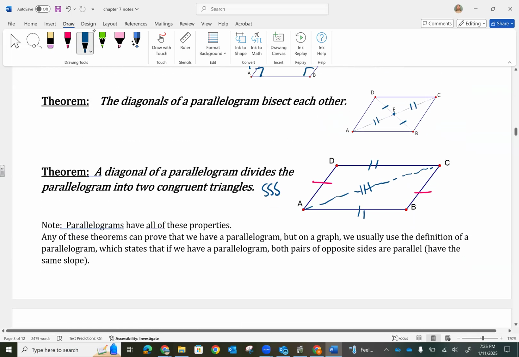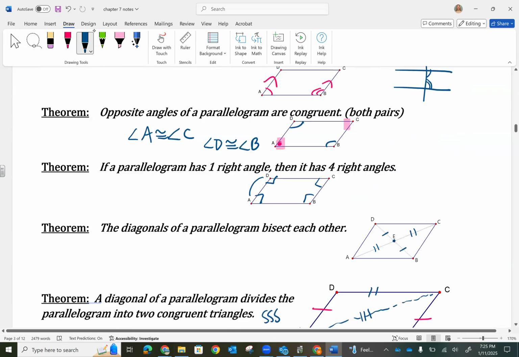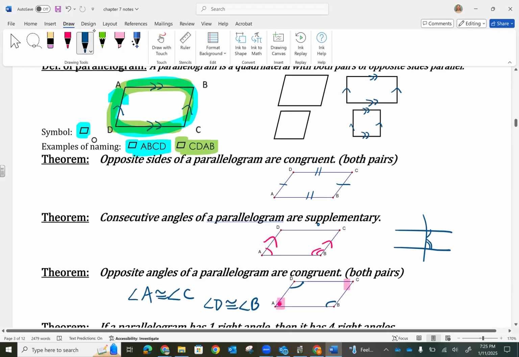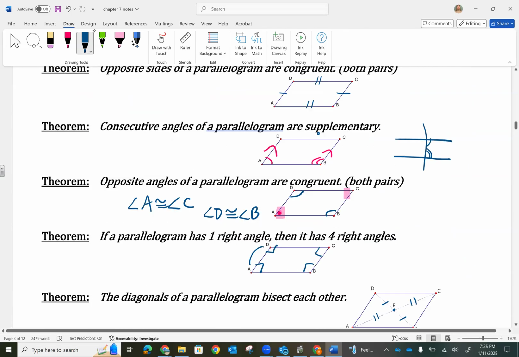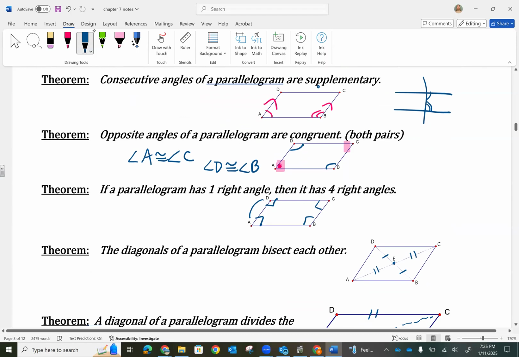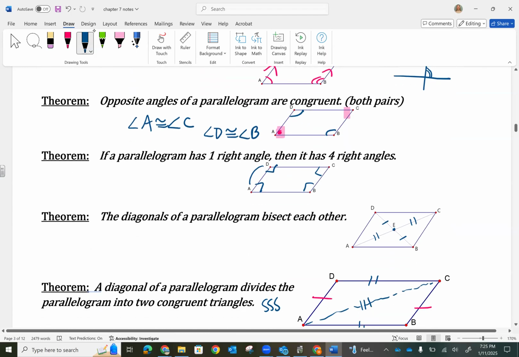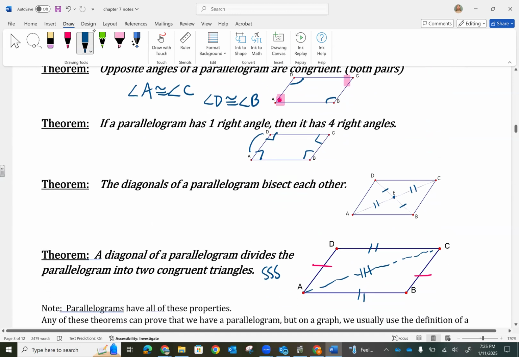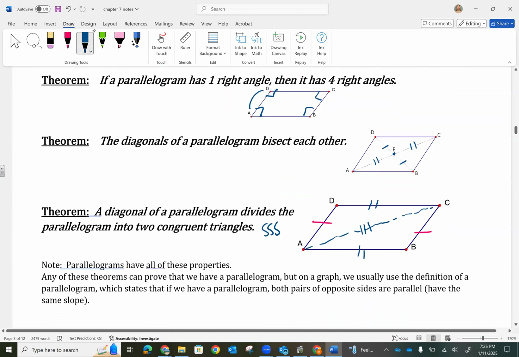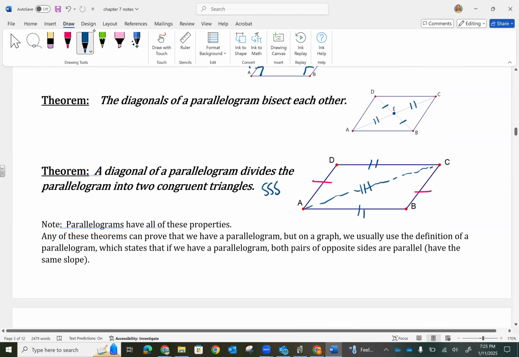So parallelograms have all these properties, meaning opposite sides are parallel, opposite sides are congruent, consecutive angles are supplementary to each other because of same side interior. Opposite angles will be congruent. If one of the angles is right, they all are. The diagonals will chop each other in half. And then also the diagonal will form two congruent triangles out of the original figure.